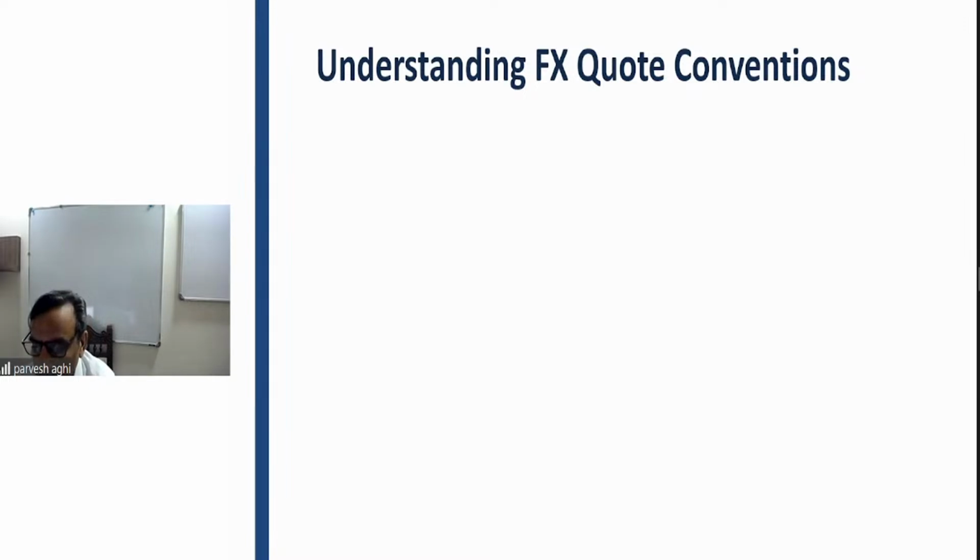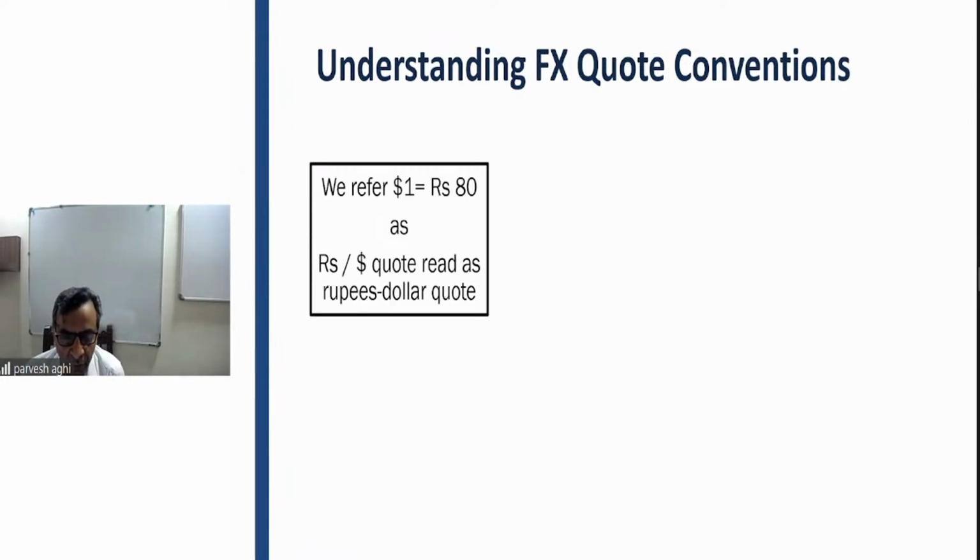But we must know how to interpret a quote whenever a problem is given. So this is rightly interpreting a quote. For example, please listen carefully now, a very important one. $1 is equal to ₹80. Suppose this is the quote given, with no bid and ask here. So we refer to $1 is equal to rupee. So this quote can be written as a rupee-dollar quote.